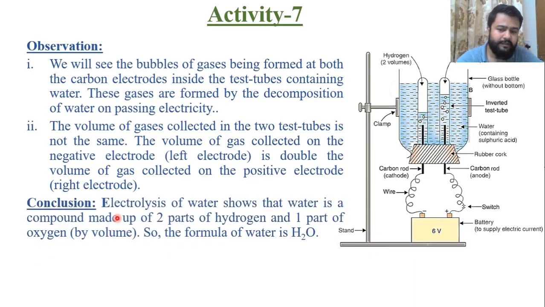So the conclusion is that electrolysis of water shows that water is made up of two parts of hydrogen and one part of oxygen by volume. So the formula of water is H2O.